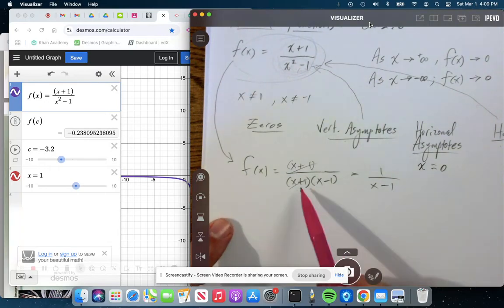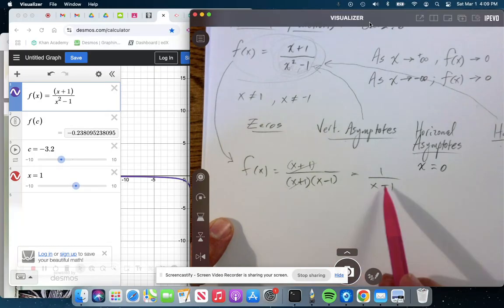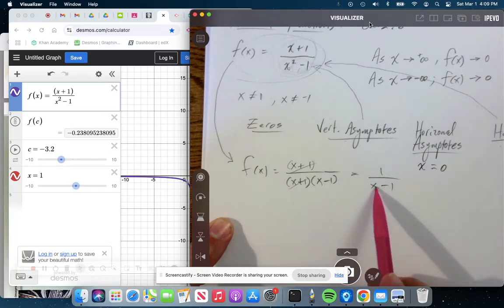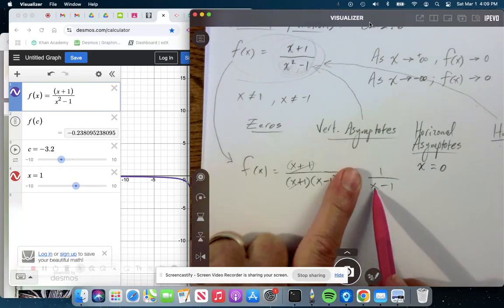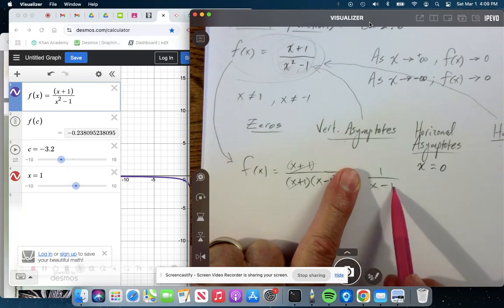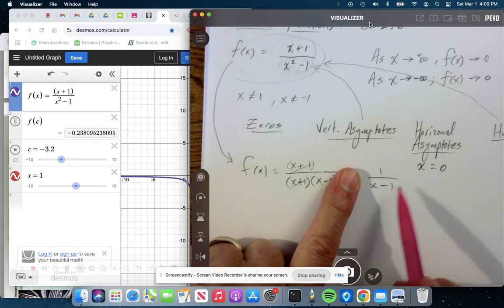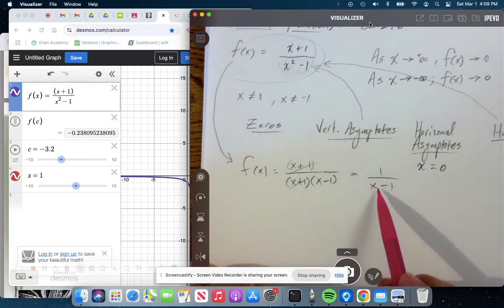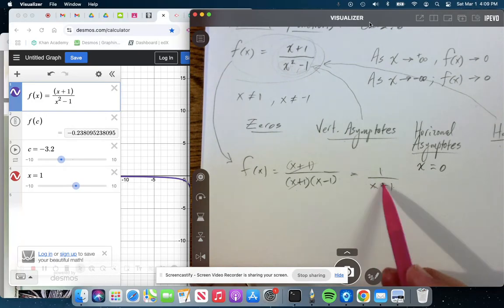However, you have to remember that -1 is not in the domain of this, because -1 works here, right? If I put -1 right there, that's not a problem. -1 minus 1 is -2, and it'll give you a number, right? But it'll give you a number that actually doesn't exist on the graph, because originally there was an x plus 1 down there.